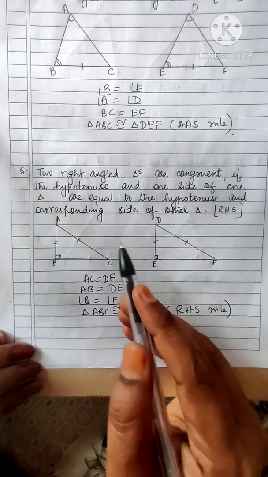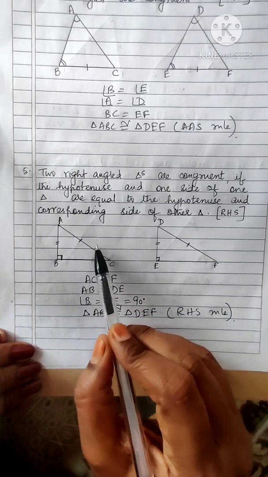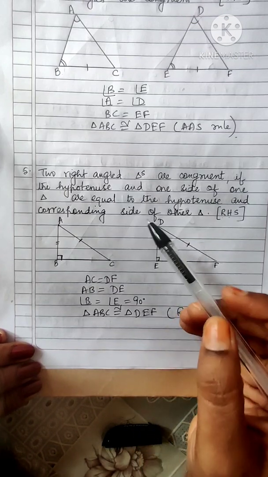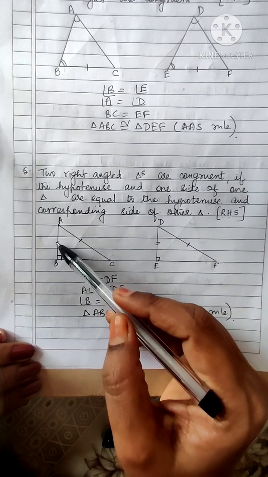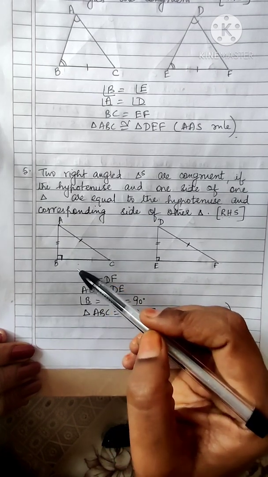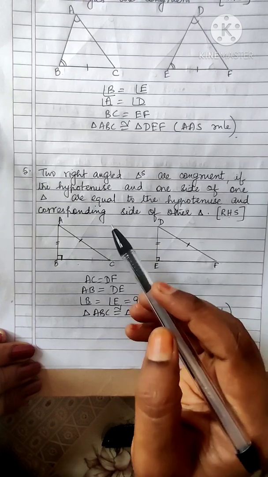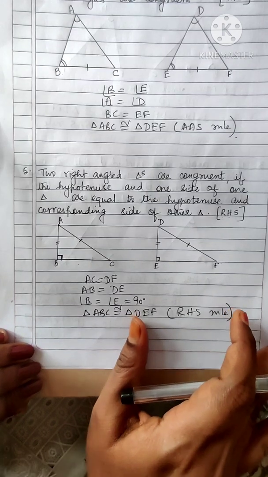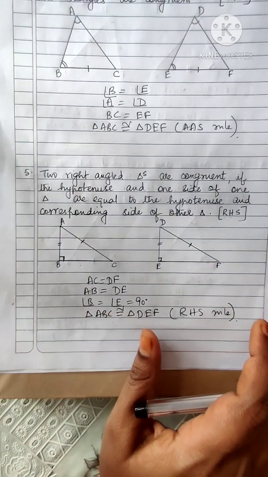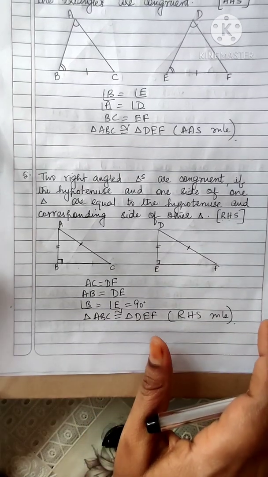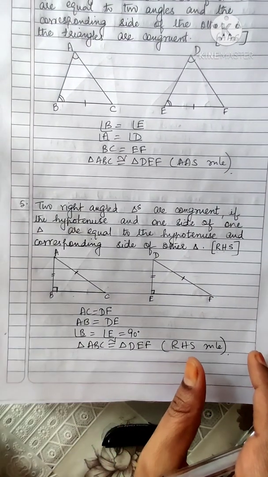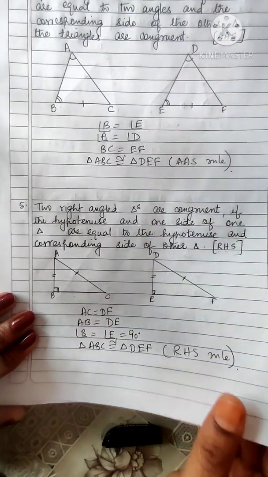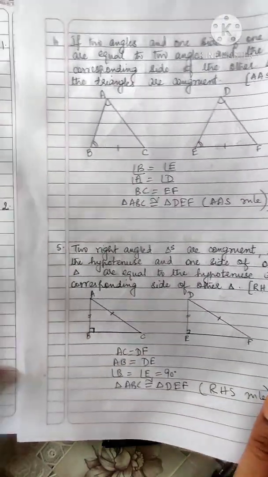So you make sure the hypotenuse is equal in both the triangles, otherwise you cannot apply this rule of congruency. Suppose you have two right angle triangles and these two sides are equal. You cannot apply this rule, because if you have to apply the RHS rule, make sure that the hypotenuse are equal. So these are the 5 conditions for congruency of triangles. The first one is SSS, followed by SAS, ASA, AAS and RHS rule. RHS is exclusively for right angle triangles.